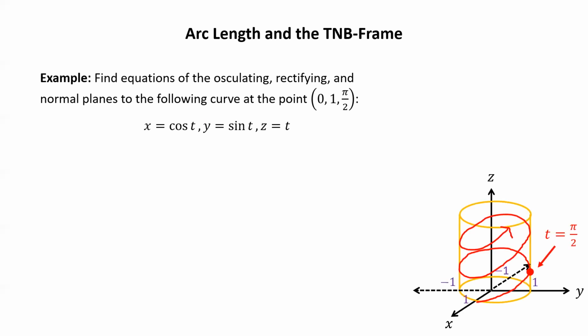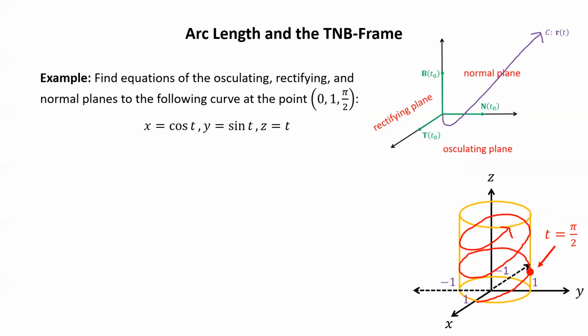You may recognize this from a previous lesson as a circular helix. And notice that the t value we're concerned with is t equals pi over 2. The easiest way to see that is just to look at the third component, because that's z equals t. That directly tells us that t equals pi over 2. And then notice that the cosine of pi over 2 is 0 and the sine of pi over 2 is 1. So that t value matches up nicely with that point. Just for our reference, I'll put a little copy of the picture of the TNB frame up so we know which vectors we're looking for for which planes.